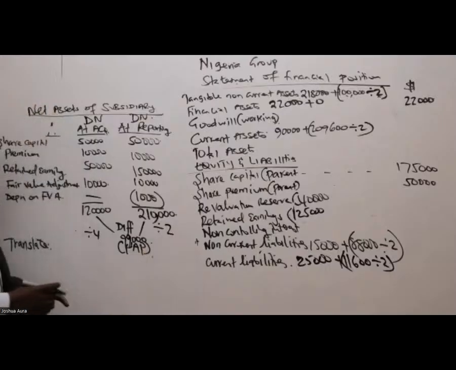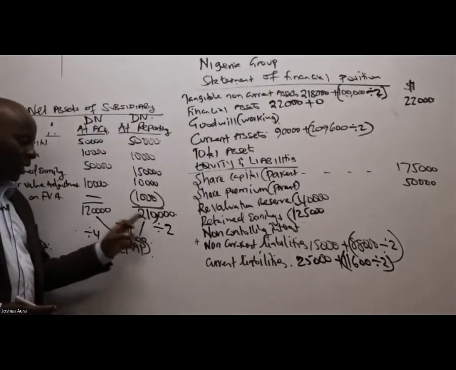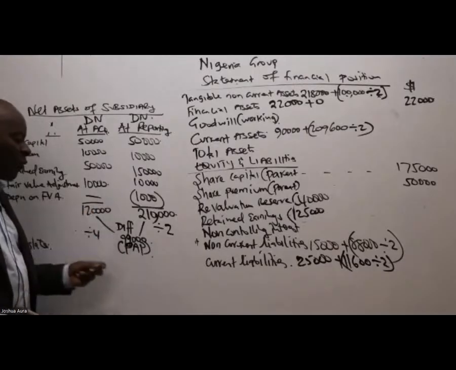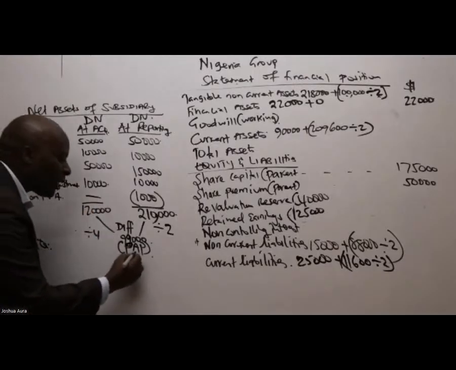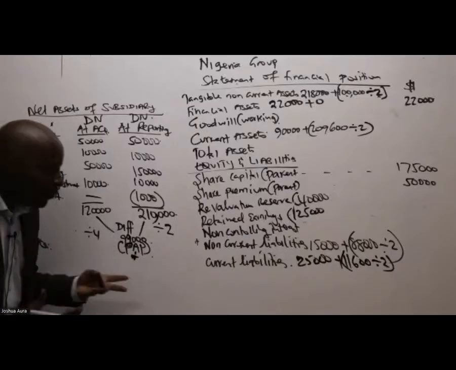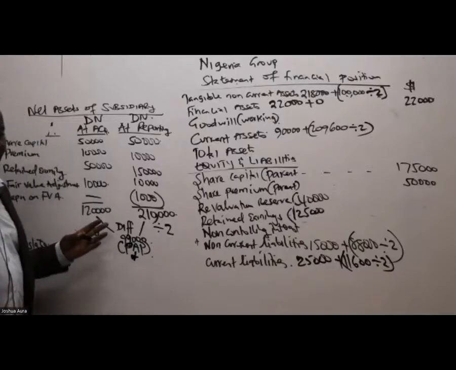And then now listen to me very well. Remember, we have some post-acquisition profit. When we subtracted this and this, we got a post-acquisition profit. This is a profit, an income statement item. Profit is always translated using the average rate.